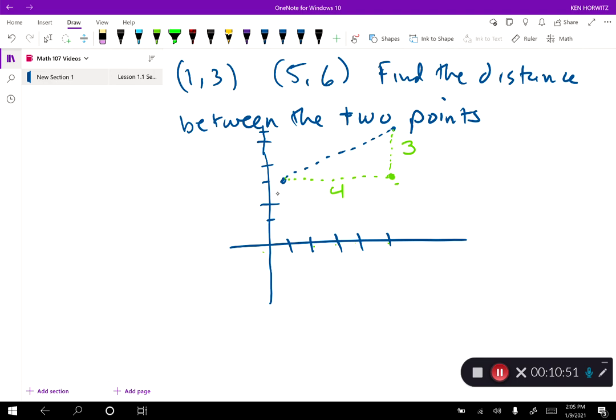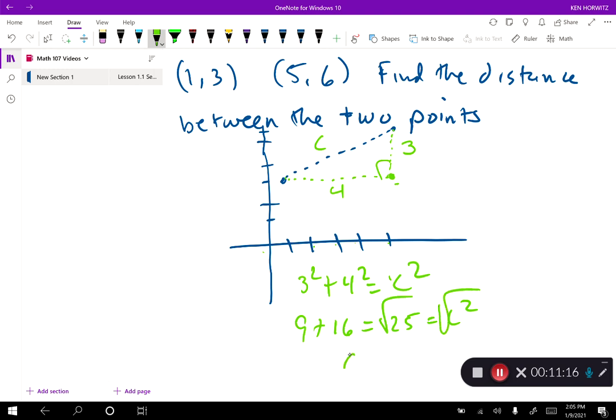Now, what did I draw? I drew not just a triangle, but a right triangle. And I can use the Pythagorean theorem to say 3 squared plus 4 squared equals c squared. 9 plus 16 equals 25, which equals c squared. I can square root both, and I get c equals 5. So this is basically the way you find distance.